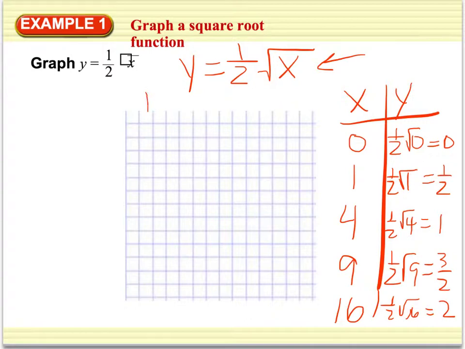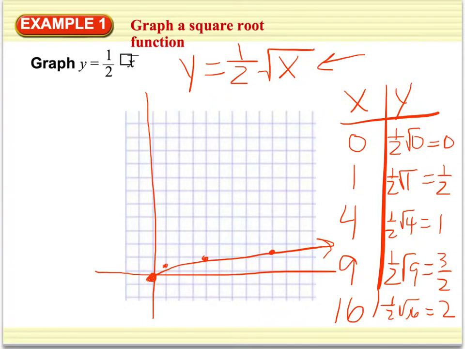Now they're all positive numbers, so I'm going to scooch my graph over this way, so that I can fit as many of them as possible. So 0, 0, 1, and then 1/2, and then 2, 3, 4, and 1, and then 5, 6, 7, 8, 9, and then 1 1/2. 3 over 2 is the same as 1 1/2. And then 16 goes off my graph, so I connect the dots like this.